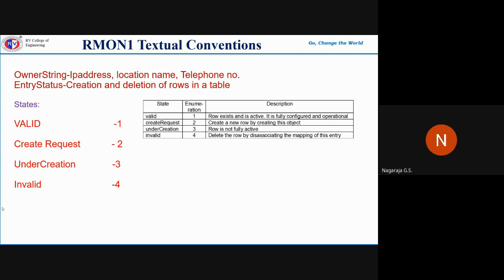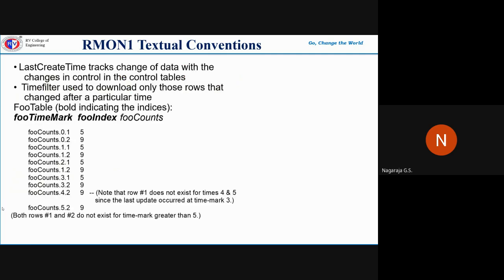These are all well defined and standard entry status textual conventions of your RMON 1. You're supposed to use these statuses as they are, without making any changes to them. To talk about that, we have some examples of textual conventions, which include LastCreateTime, which tracks changes of the data with the changes in the control tables, and TimeFilter, which is used to download only those rows that changed after a particular time.